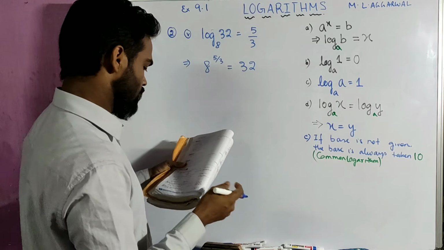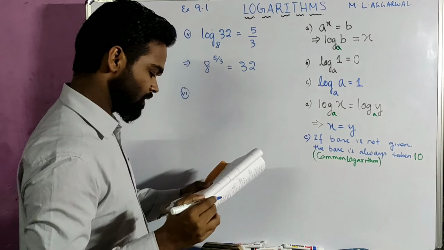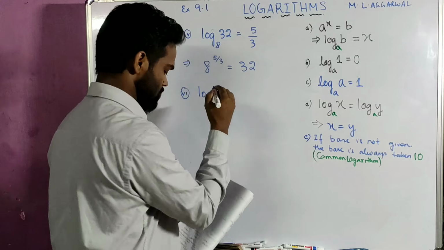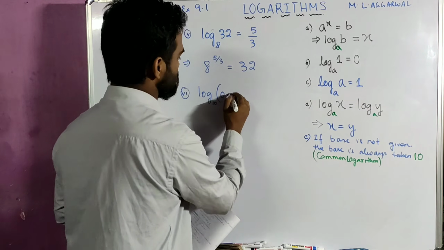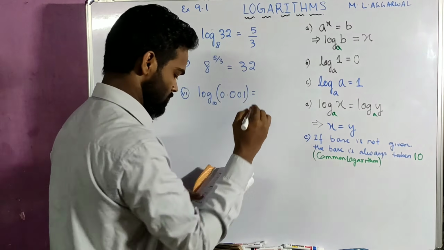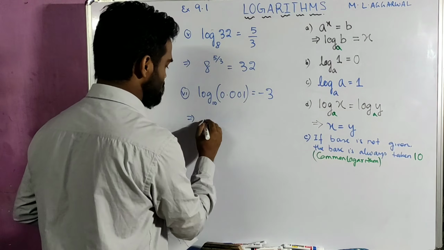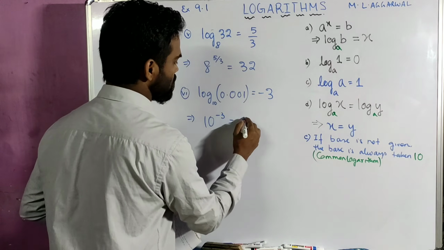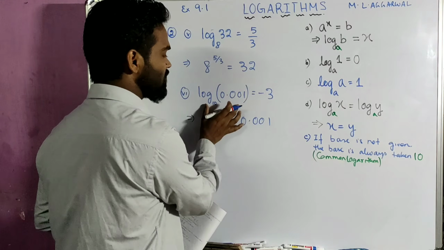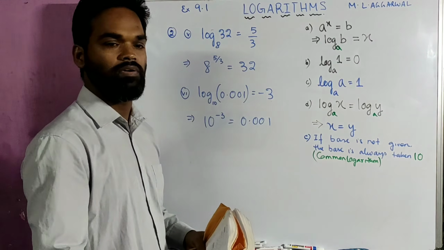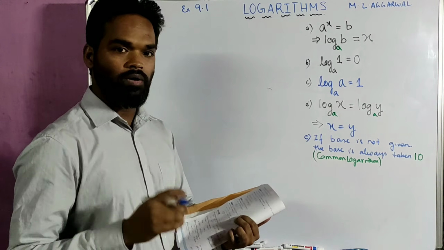Okay. Look at one more sum. Sum number 6 is log 10 0.001 equals to minus 3. So how can we write this? 10 to the power minus 3 equals to 0.001. See, after calculation the value can be negative, but we can't find the log of a negative number. Two different things, okay?